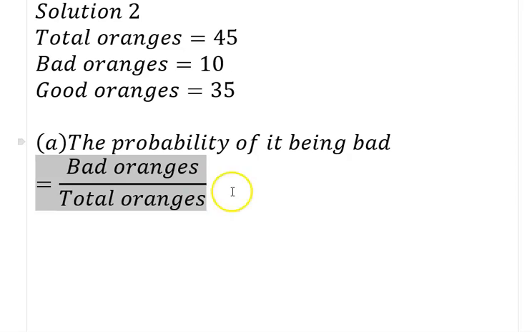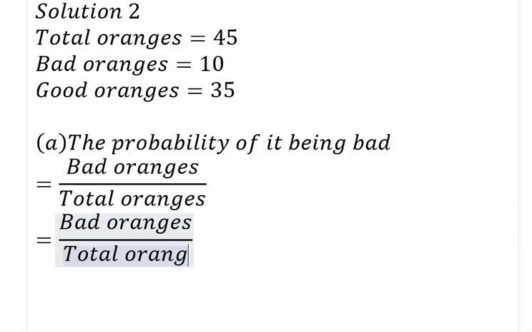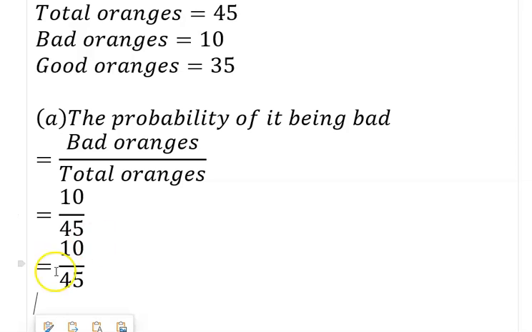So how many bad oranges do we have? We have just 10 of them. And how many total oranges? Total oranges, we have 45 of them. But bad oranges, we have just 10. Awesome. So we can give an answer like this, but merely looking at it, they can cut. We don't leave it like that, we just cut them out.